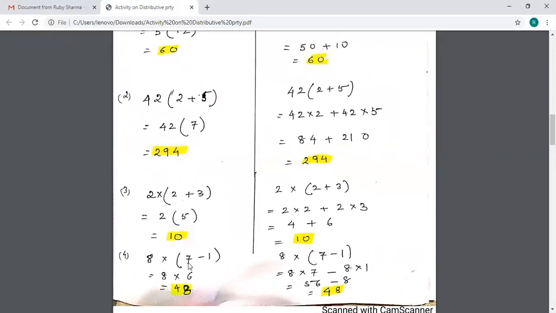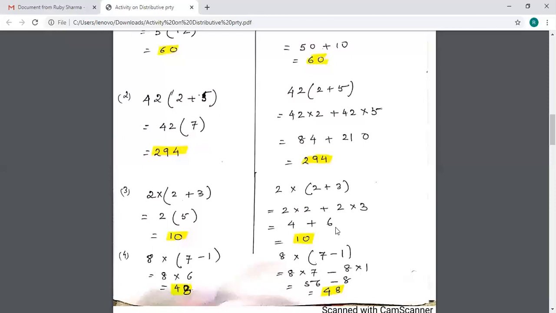When it is 8 into 7 minus 1, this is the simplification method. But what is the distributive method? 8 into 7 minus 1. 8 is distributed to 7 and 8 is distributed to 1. And we remove the bracket, but don't forget the negative sign here. So finally we get 56 minus 8 is 48.